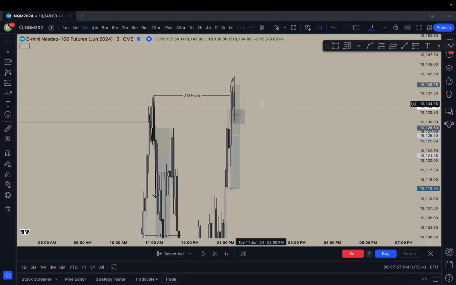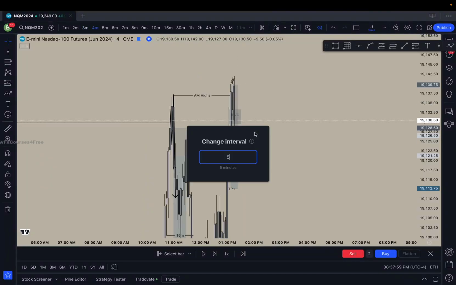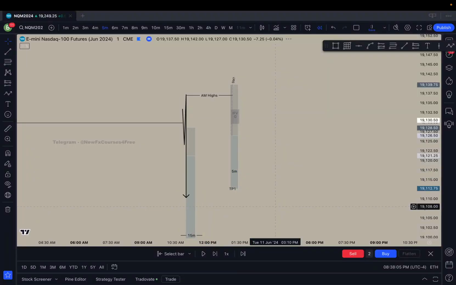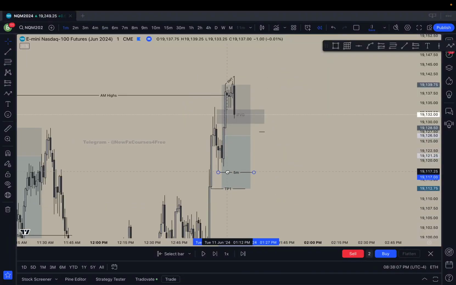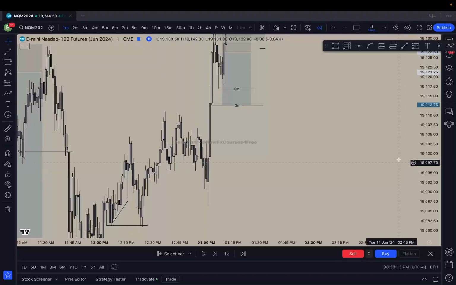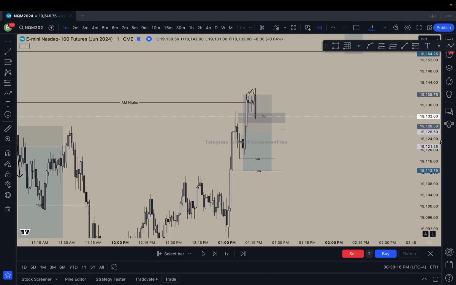All right. We have a 3 minute fair value gap. Do we have a 4 minute? No. Do we have a 5 minute? No. We have a 5 minute unfilled here. And we also have a 3 minute unfilled here. Okay. And here you can go break even at the 5 minute and then TP at the 3 minute. Because we need to rebalance price after taking liquidity.